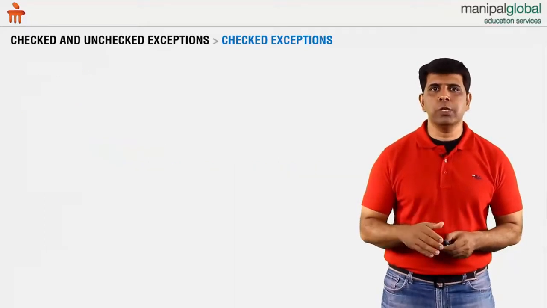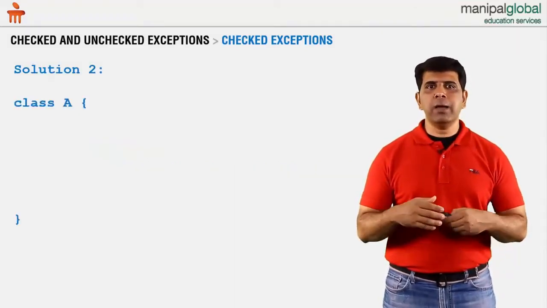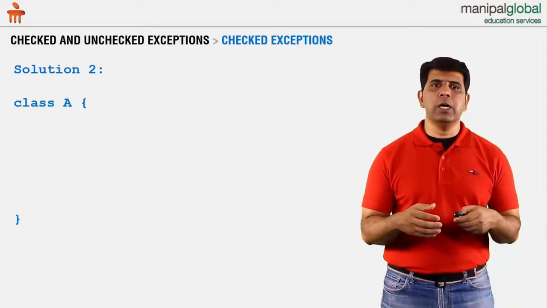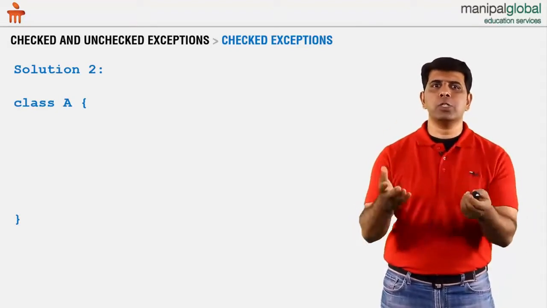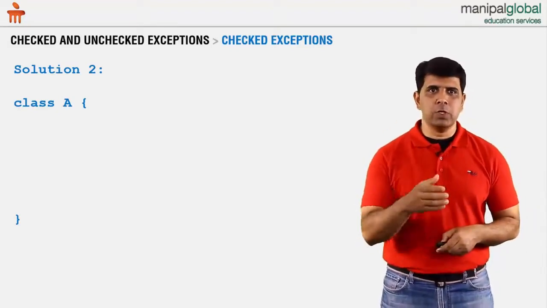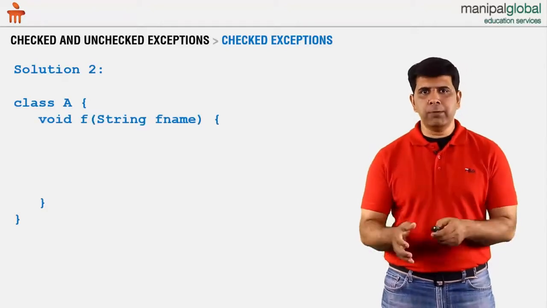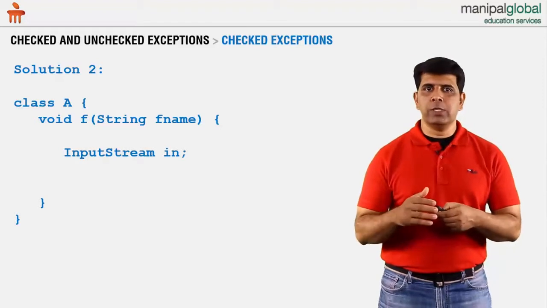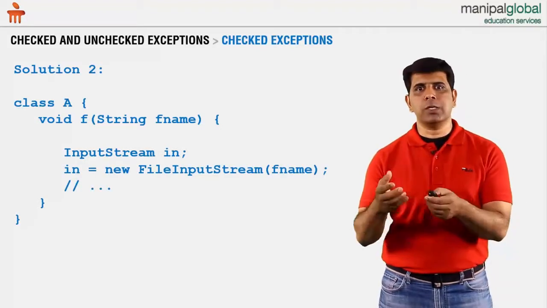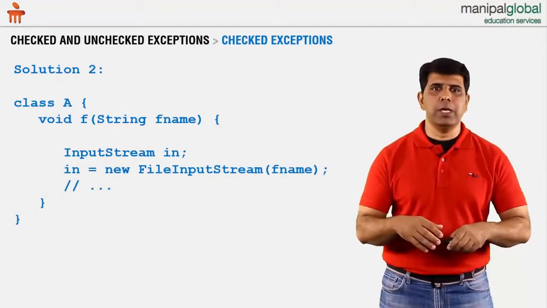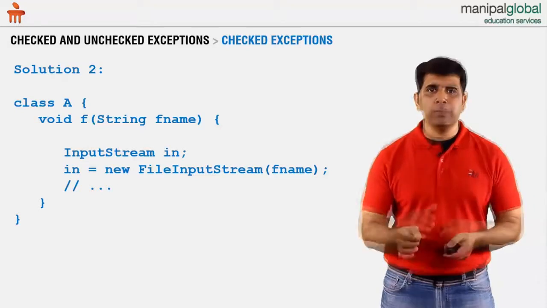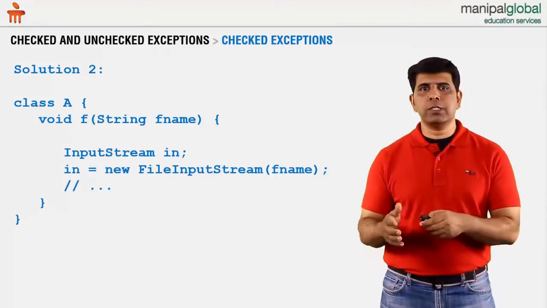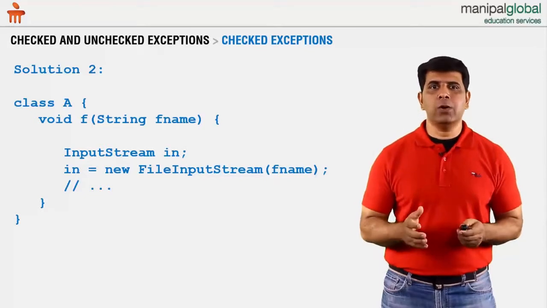Now solution number two is where I am not interested in handling, because I would just like to report this to somebody who called my function. So class A defines method f. The same thing, we declare an input stream in. We are trying to call this constructor and initialize the object. We're going to work with the file, but only if this constructor throws an exception, I'm not interested to handle it.